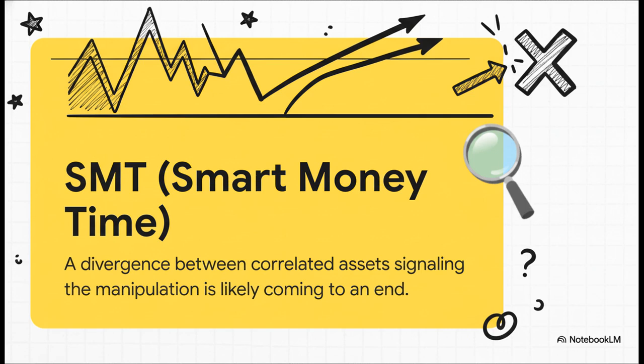Next up, step 5, is a really cool confirmation signal called SMT. It's all about looking for a divergence. Imagine you're watching two dancers who are supposed to be perfectly in sync. Then, suddenly one of them stumbles or does a different move. You'd immediately know something's up, right? It's the same idea in the markets. When two things that should be moving together stop doing so, it's a huge clue that the old move is running out of gas and is probably about to end.